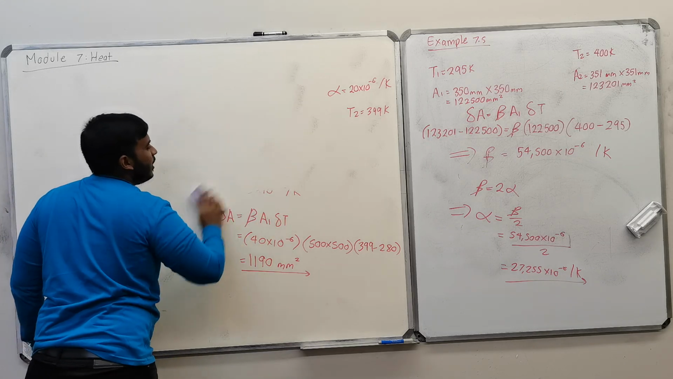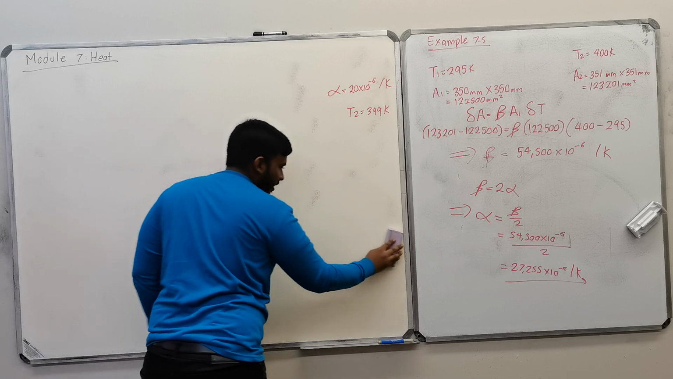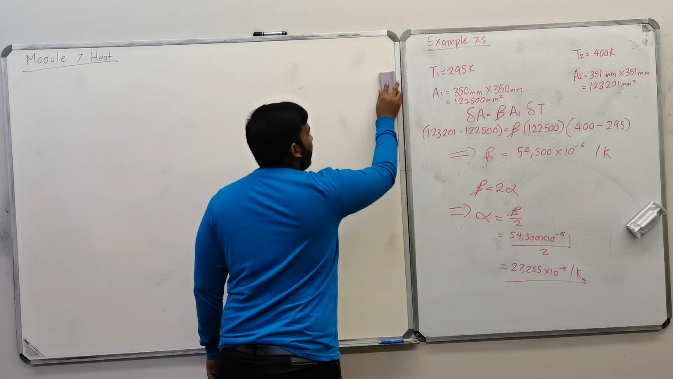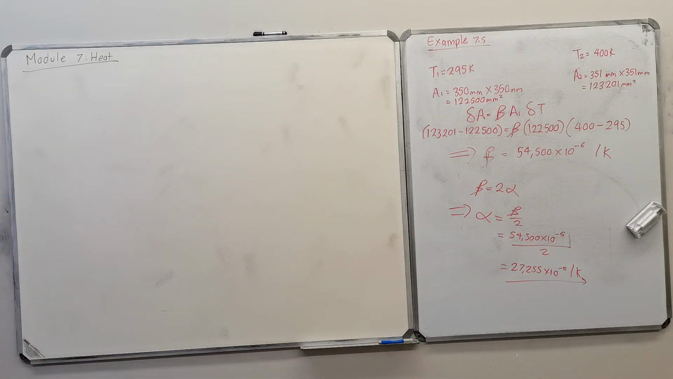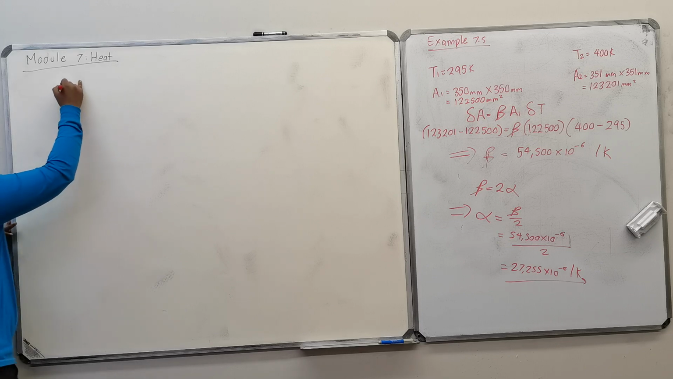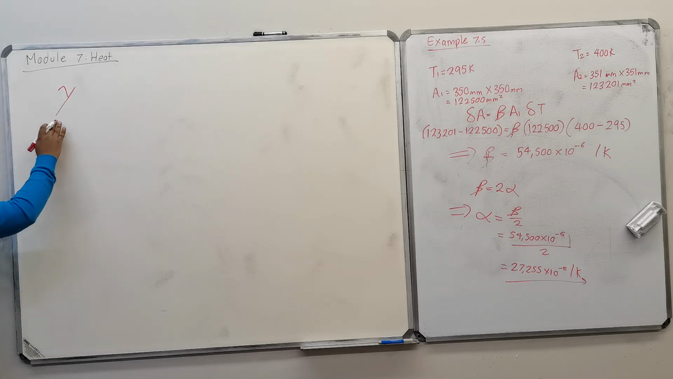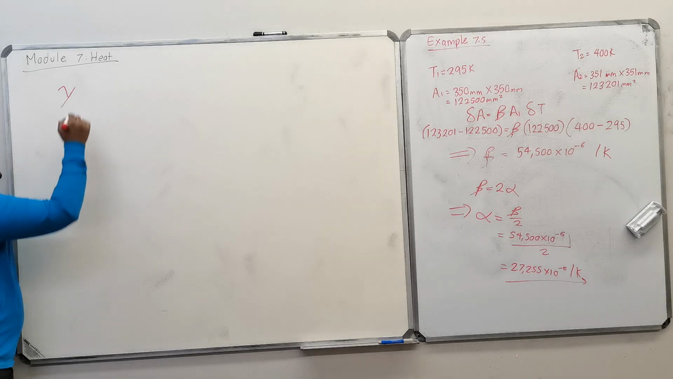We looked at linear, we looked at area, and what was the one more thing I told you? Cubic, or the volume, right? So for that one, this is where the trick comes in, right? Ready for it? This symbol here represents the coefficient of cubic expansion. Now this is where the trick comes in: this is just three terms.